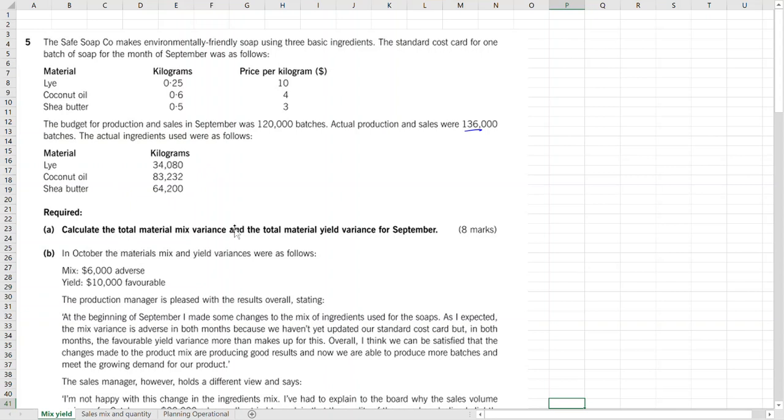So in this question there is no theoretical point, it is just numerical. You have material mix variance and yield variance. There are 8 marks, so I believe 4 marks for each of them.